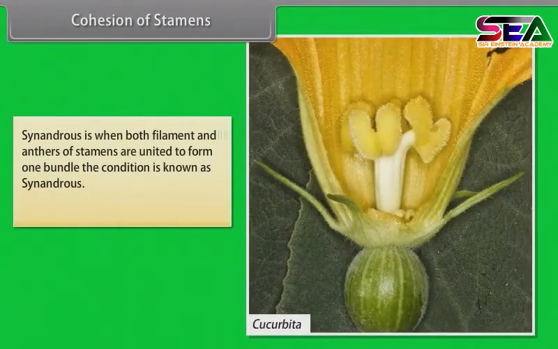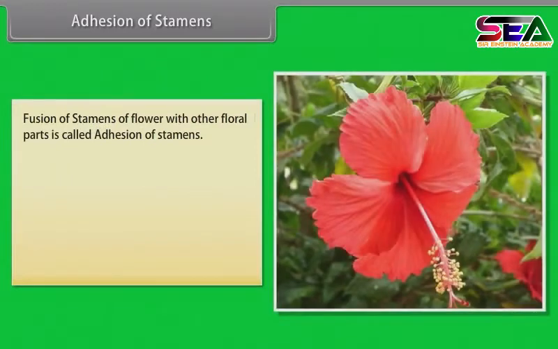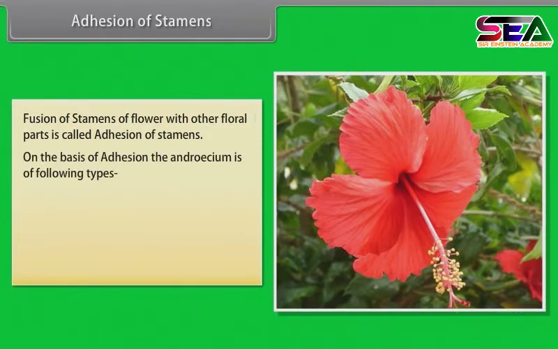Synandrous is when both filaments and anthers of stamens are united to form one bundle. Example, Cucurbita. Adhesion of stamens. Fusion of stamens of a flower with other floral parts is called adhesion of stamens. On the basis of adhesion, the Androecium is of the following types: epipetalous, episepalous, epiphyllous, gynandrous.